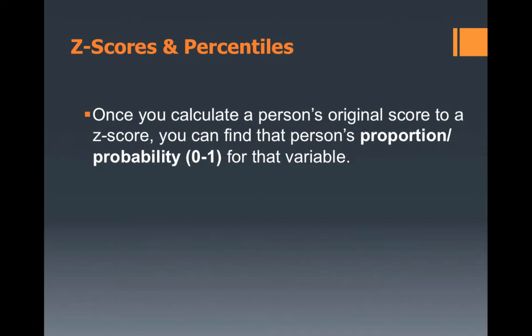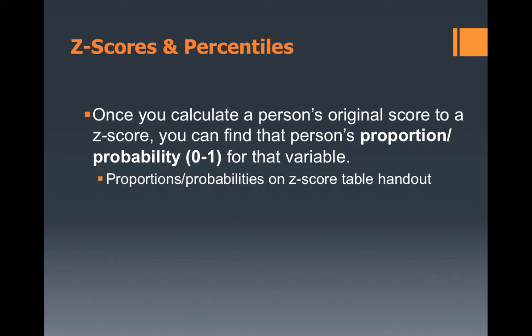So now that we've calculated a person's z-score, what we can do with that z-score is find a person's proportion or probability for that variable. At this point, that negative 1.60 for the person who's 60 inches tall doesn't really mean much to us in terms of interpreting that. So what we can do is then use our z-score table, which you'll find on titanium. And on that z-score table is going to be a list of proportions and probabilities for a given z-score.